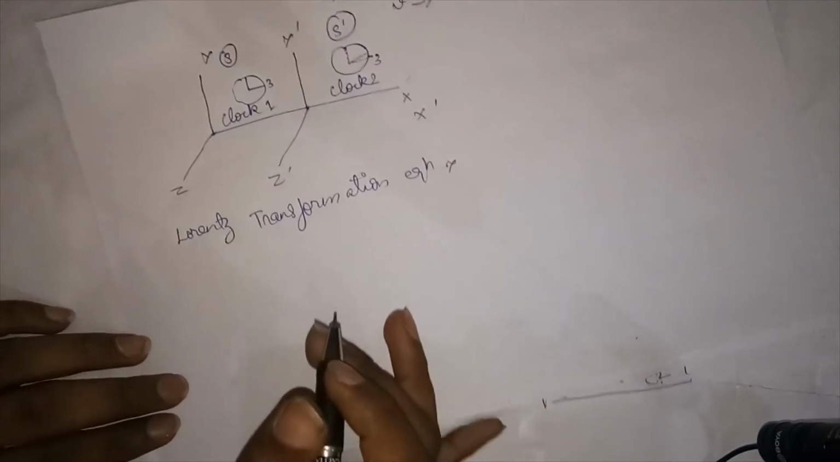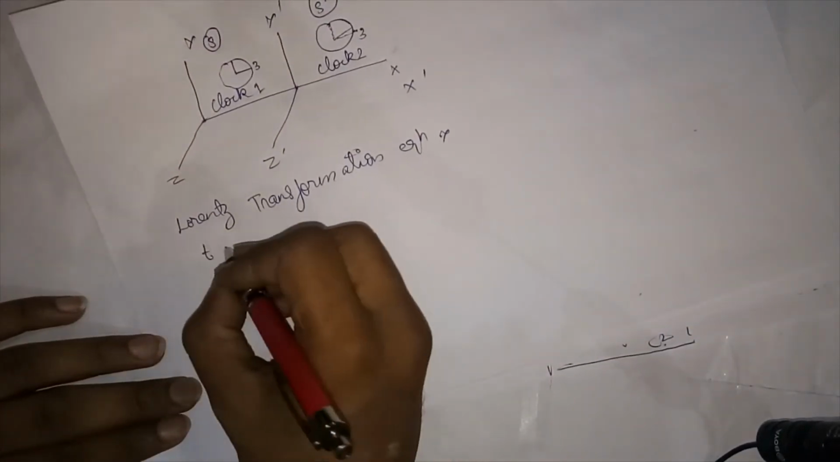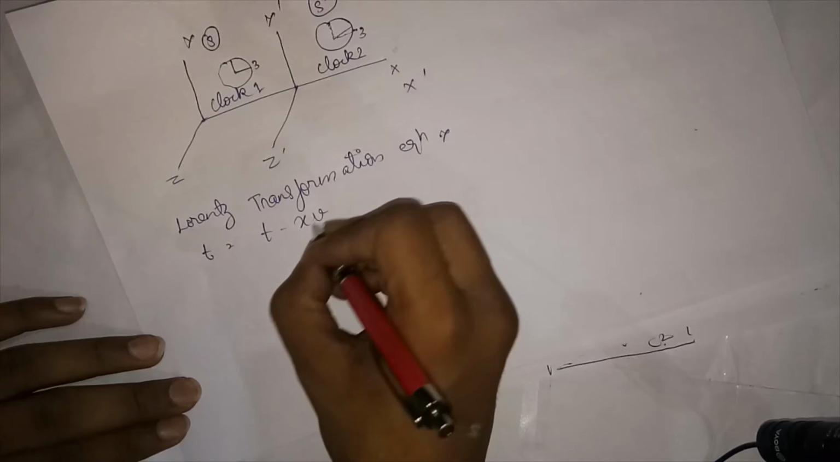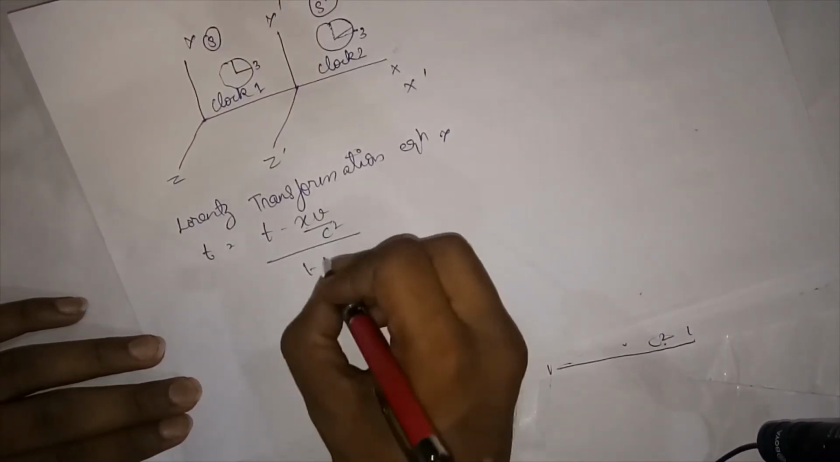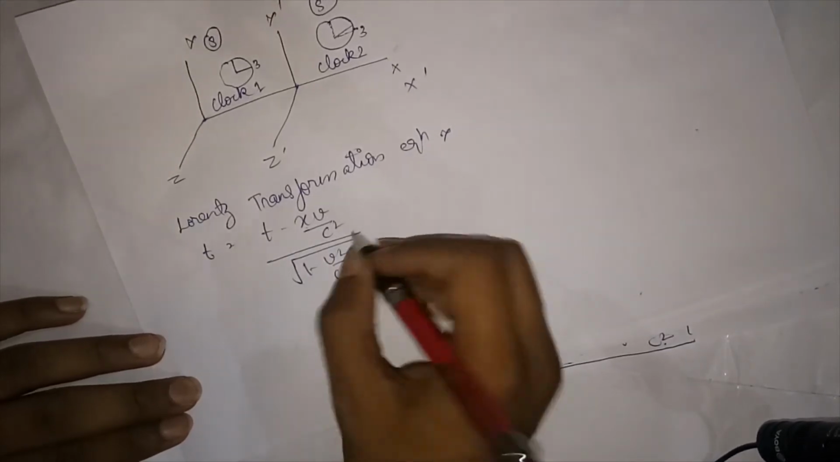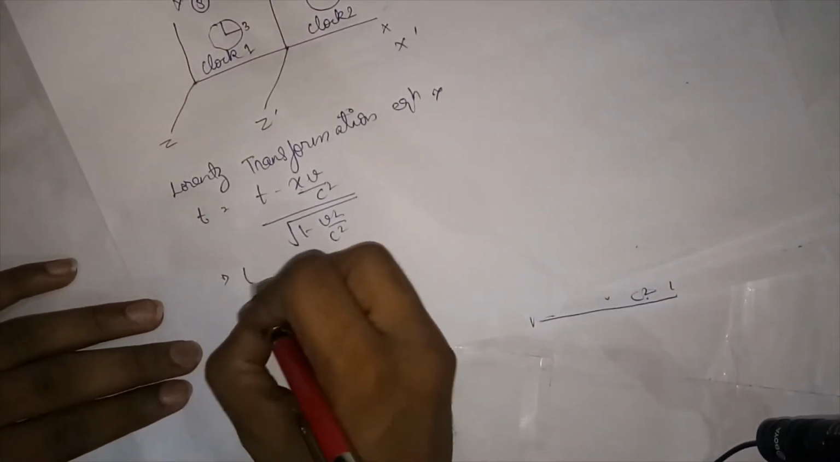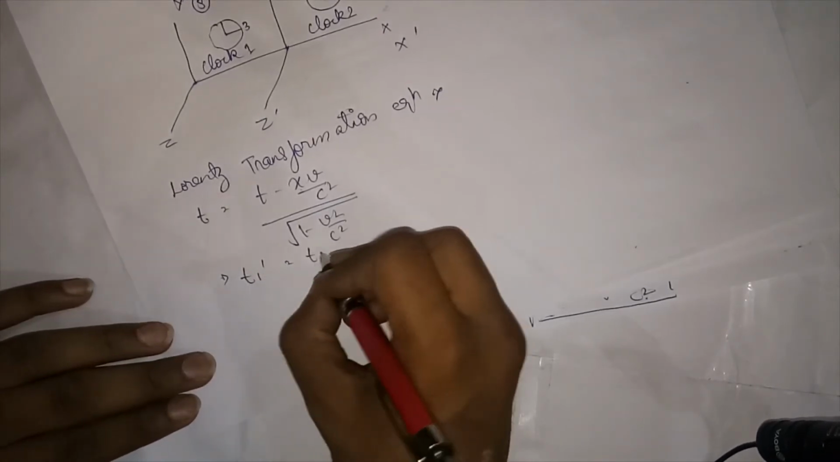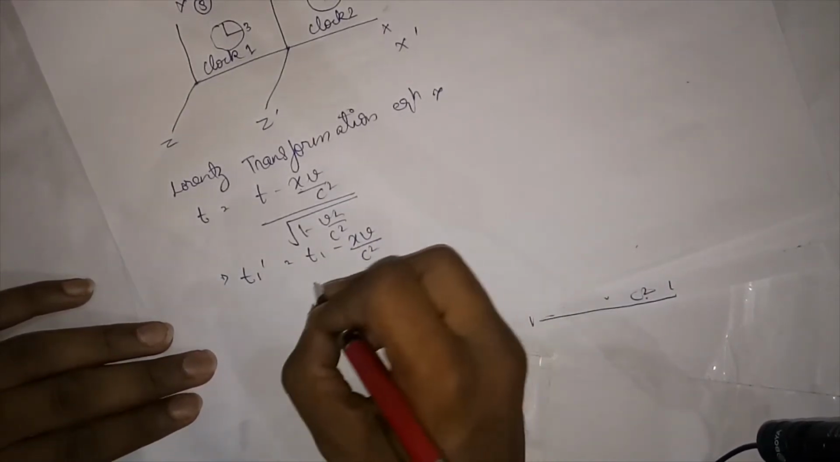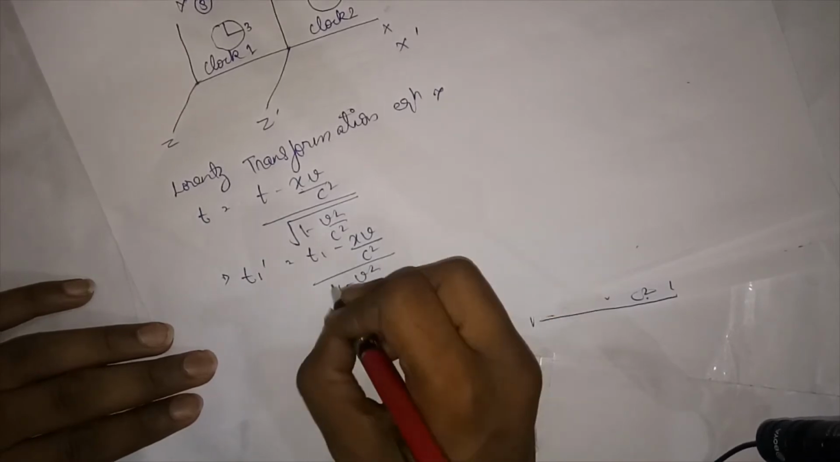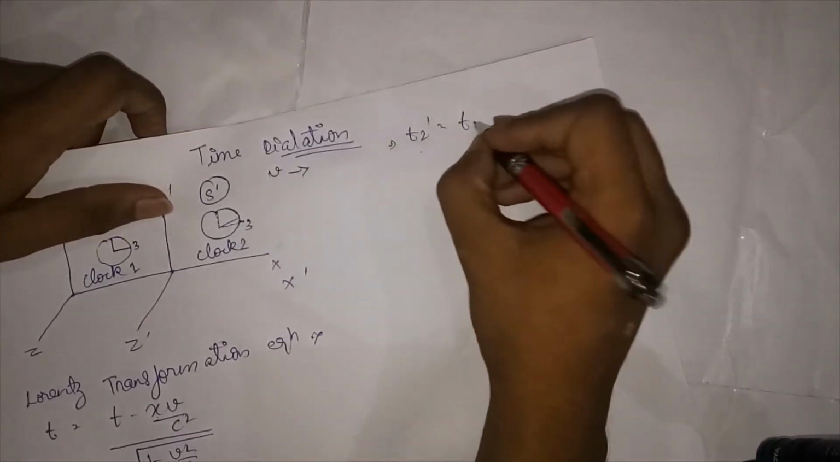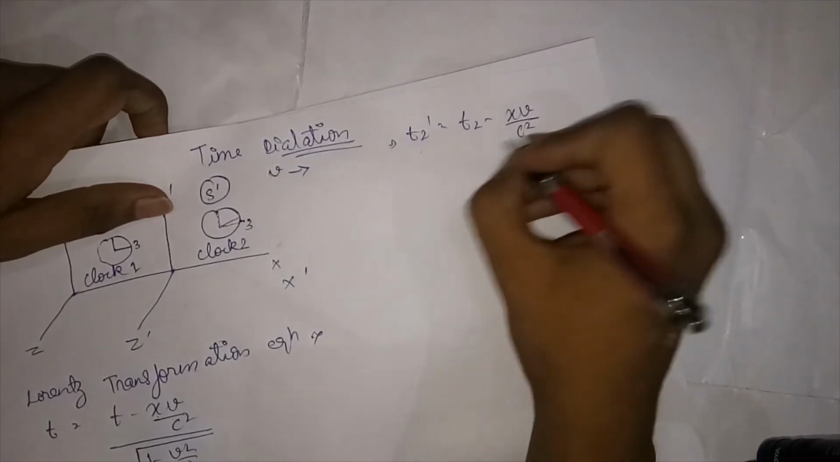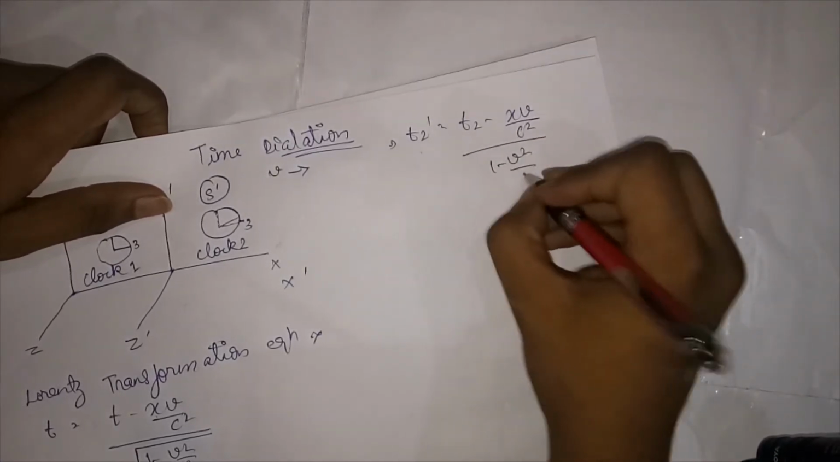equation which we derived in our yesterday's class, t dash equal to t minus xv upon c square upon under root 1 minus v square upon c square. This implies t1 dash equal to t1 minus xv upon c square upon under root 1 minus v square upon c square. Similarly, we have t2 dash equal to t2 minus xv upon c square upon under root 1 minus v square upon c square.